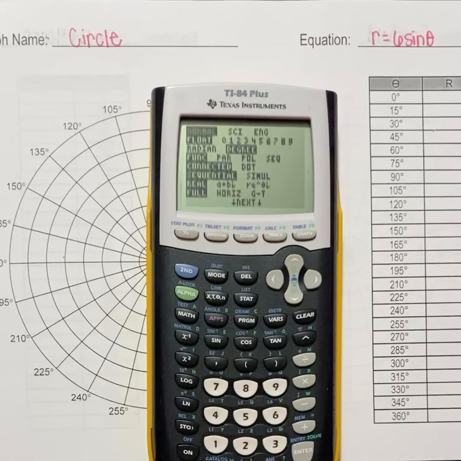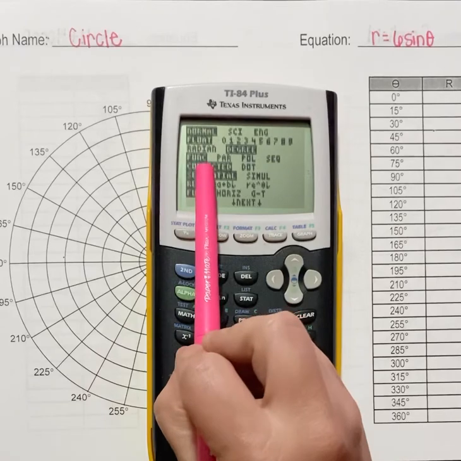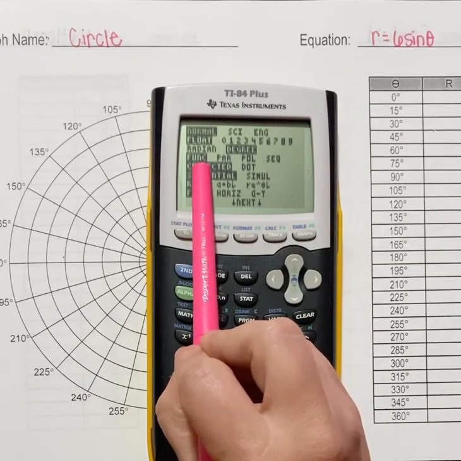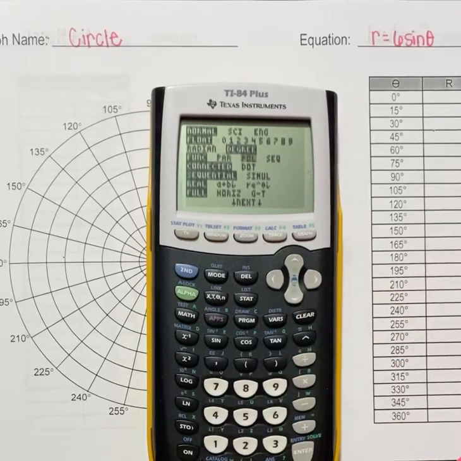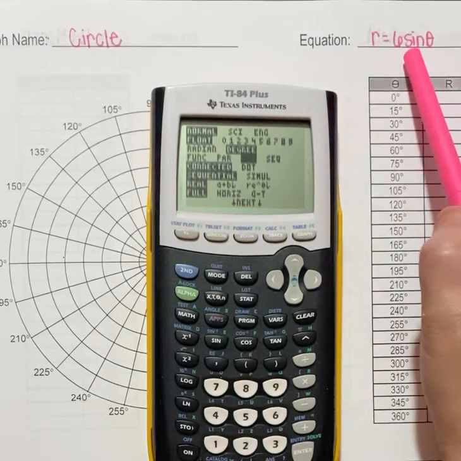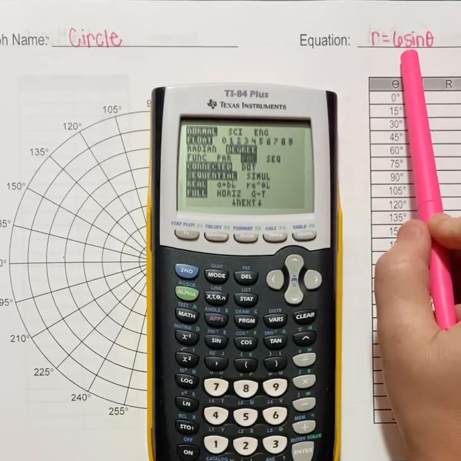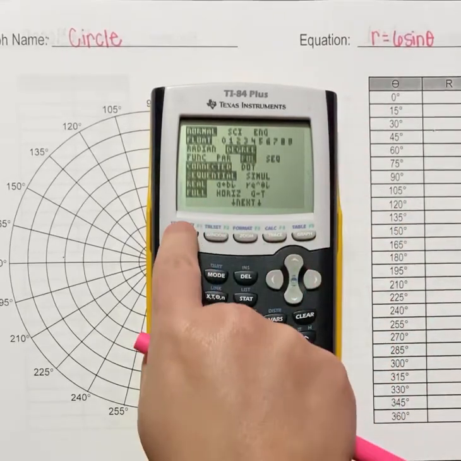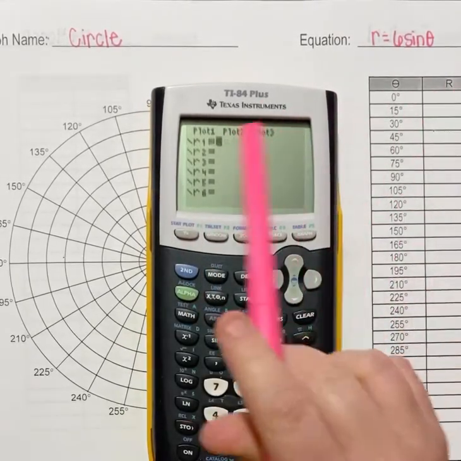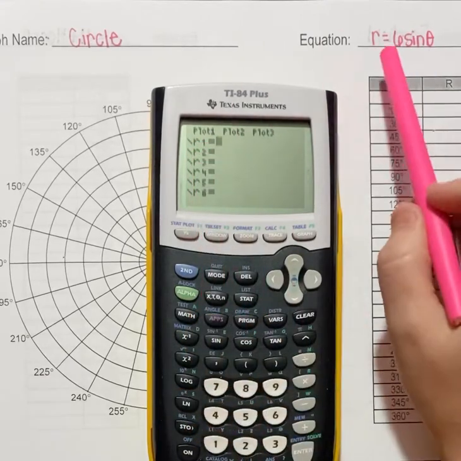Next, we have to turn the calculator into polar mode. Down here where it says FUNC, that's function, and over here POL stands for polar. So we need to change this into polar. We're going to highlight it and hit enter. Next, we're going to type our equation. If it was in function mode, it would say y equals, typically mx plus b. Now when we hit y equals at the top, you notice it says r equals, which is what I need.